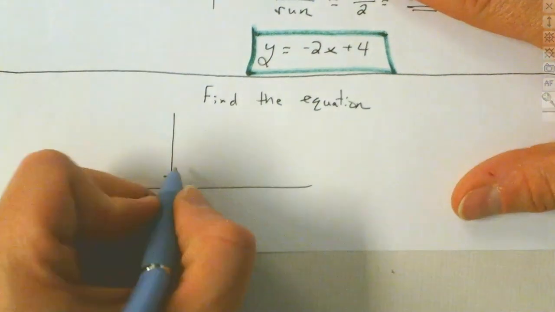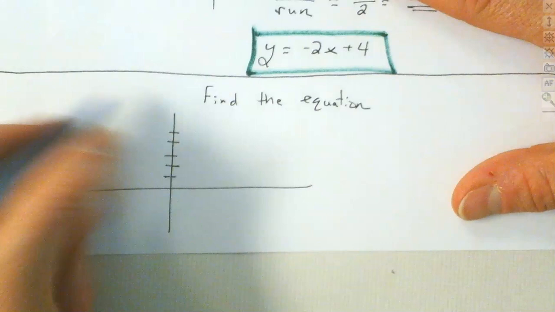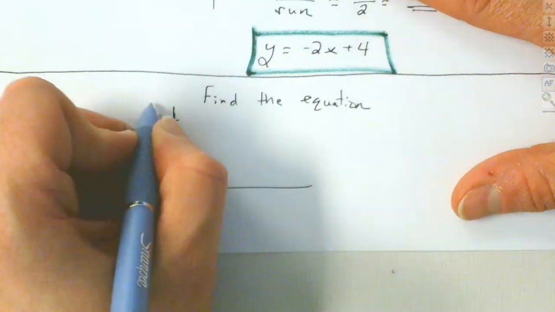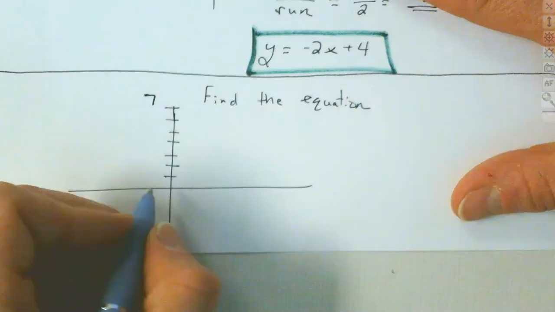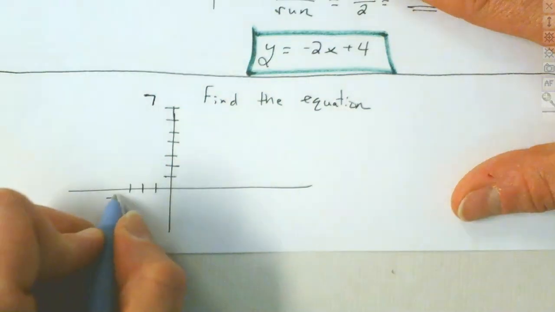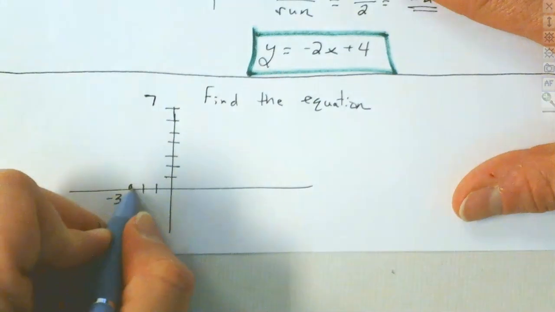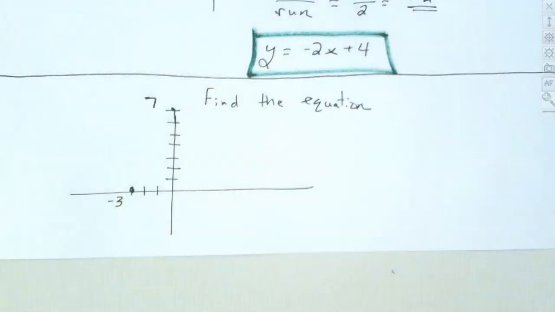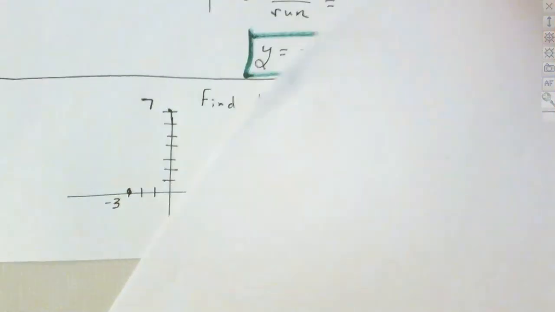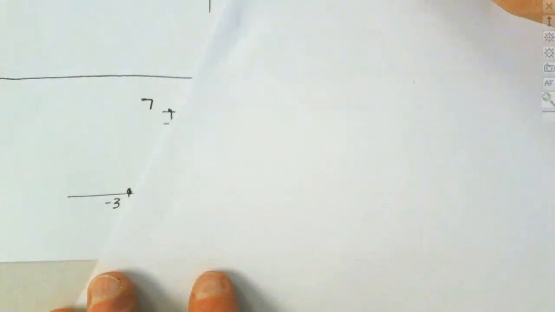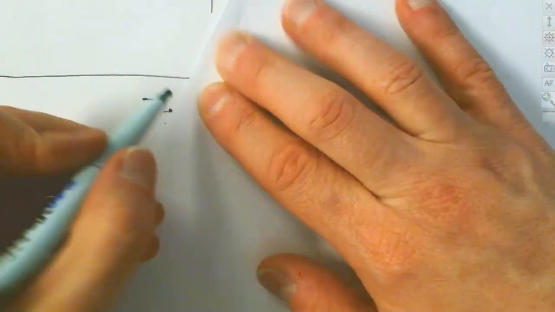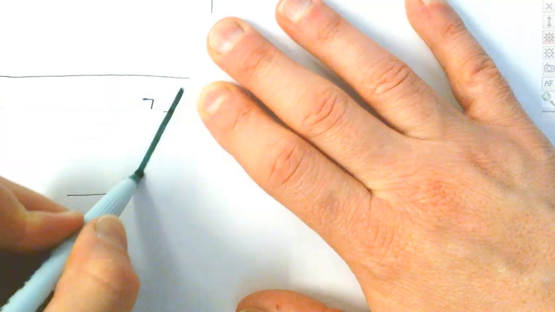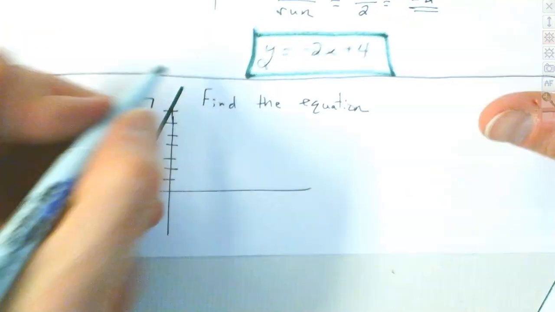Let's say this is up 1, 2, 3, 4, 5, 6, 7. And it's going to be over 3 on the left. Right, so this is going to be our equation here. Our line here, and we need to find our equation.